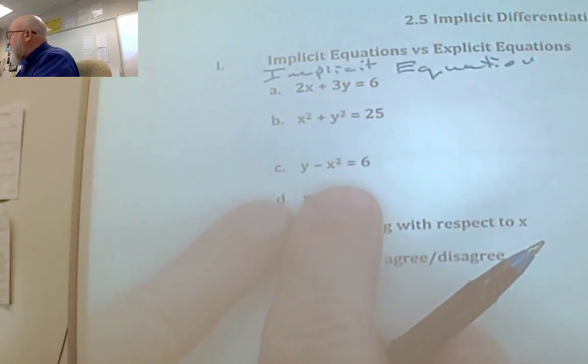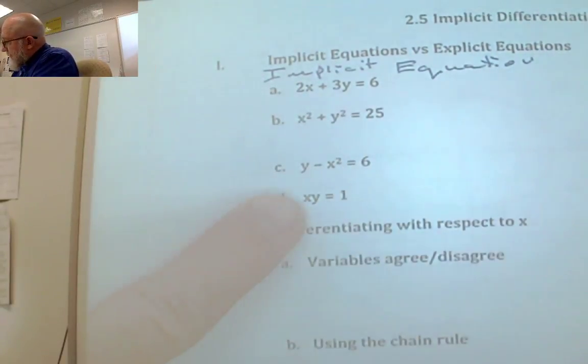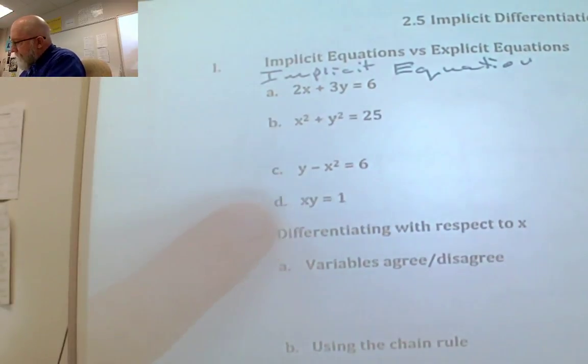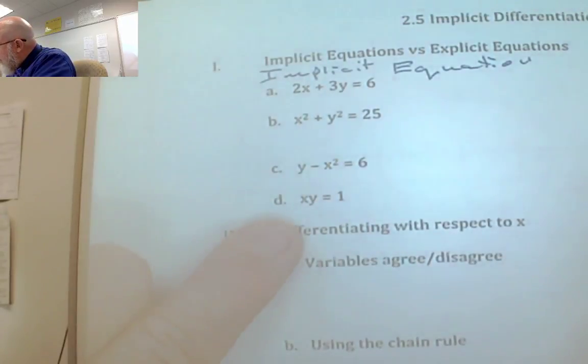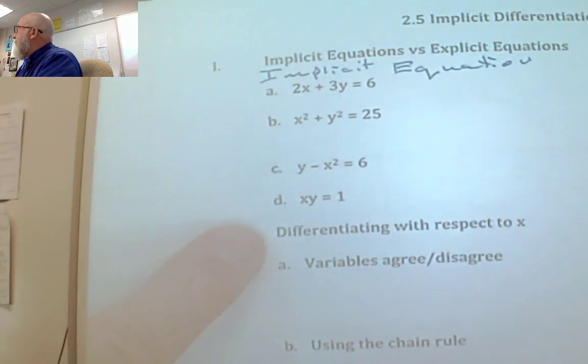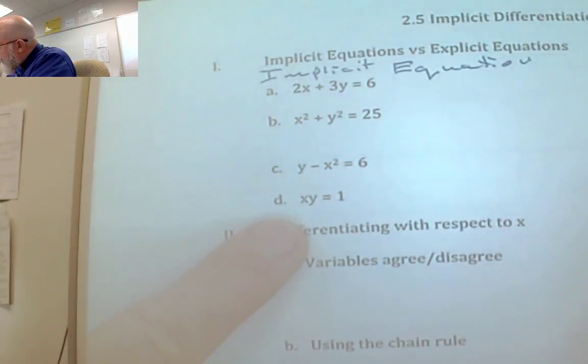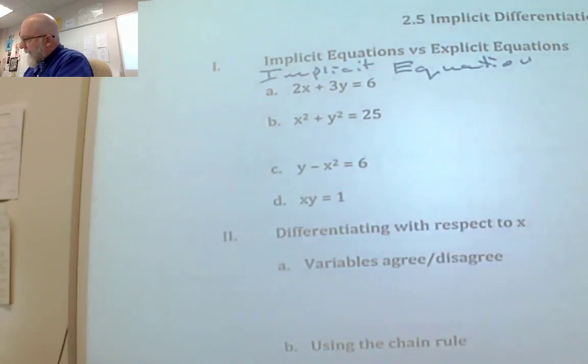You want to try this one in your head? Okay. And Hannah, you want to try this one, right? Which is a parabola, right? So this one would be a function, wouldn't it? Right? And what about this one? y equals 1 over x.